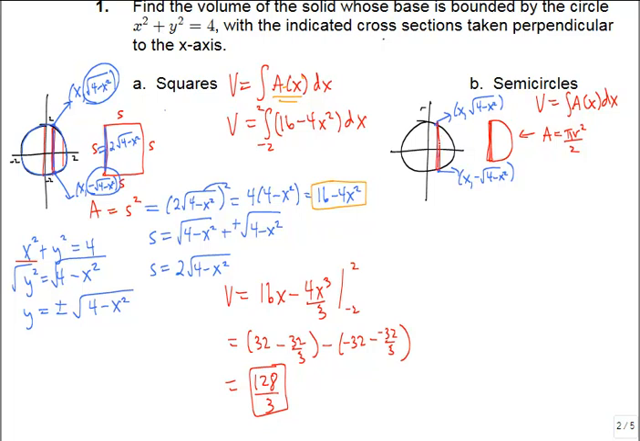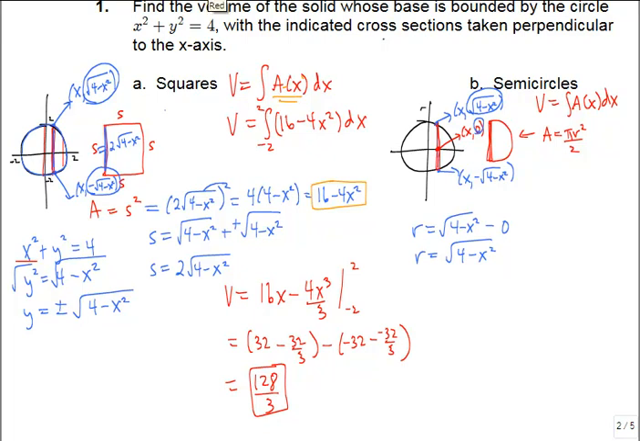Well, the radius would be from this center point to the edge, and this center point has the same x value that these 2 points had, but the y value is 0. So the radius would be this top y value, square root of 4 minus x squared, minus this center y value, which is 0. So the radius is just square root of 4 minus x squared.